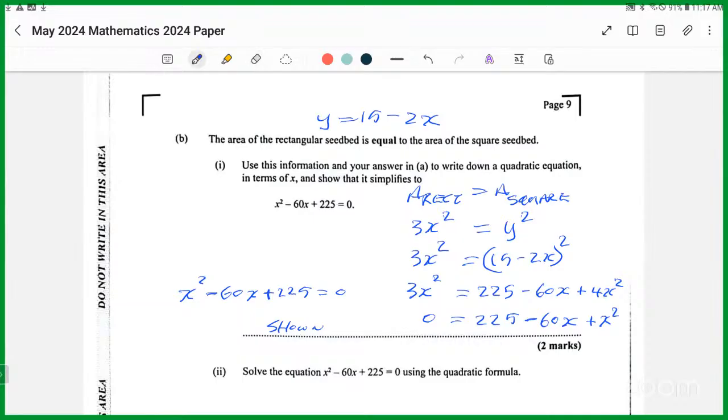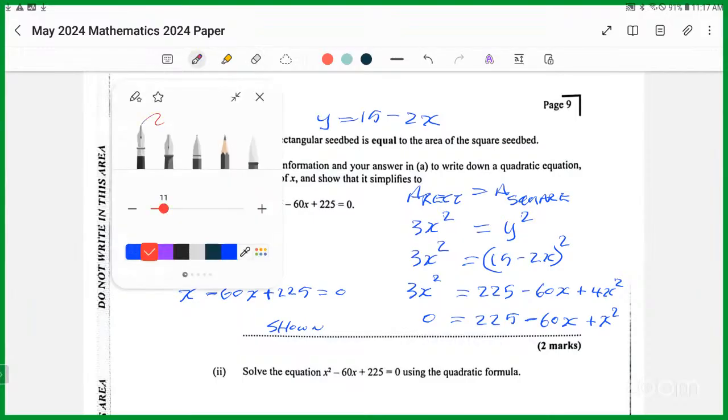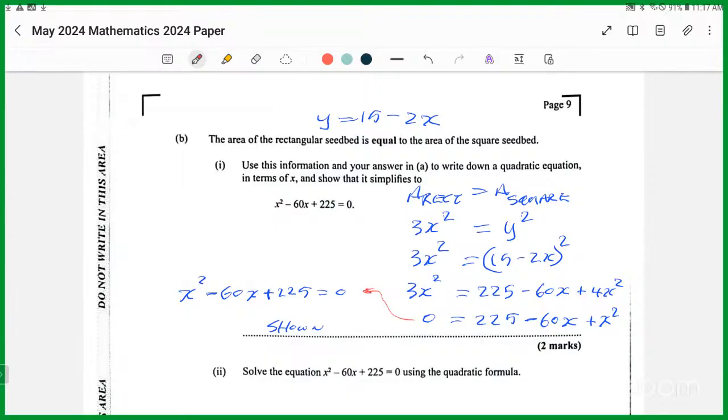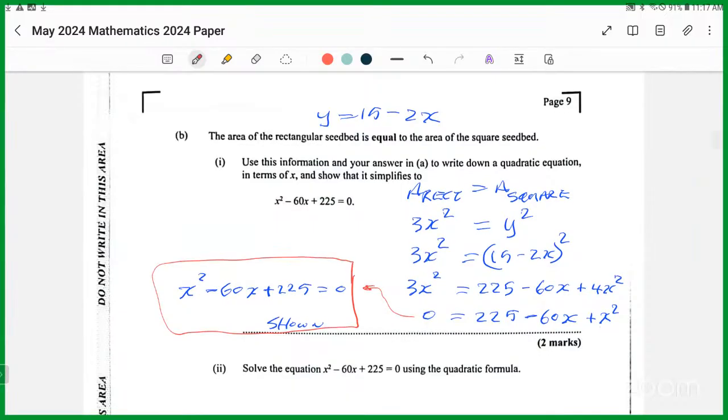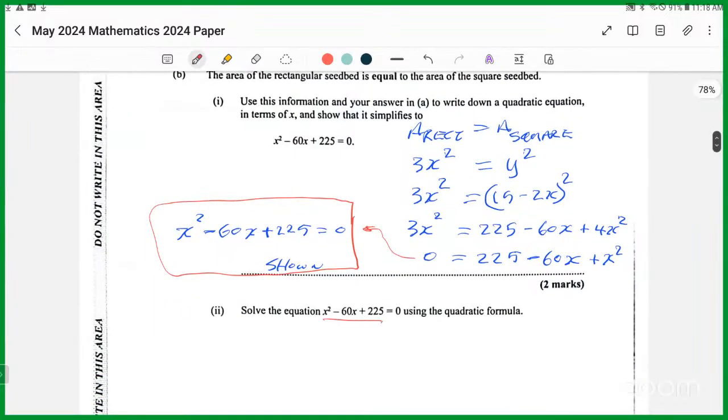Understand that? Alright, beautiful. So we have shown this thing, we have shown that thing. The next part now tells us to solve this, and they're telling us to use the quadratic formula to solve it. What's the quadratic formula again?